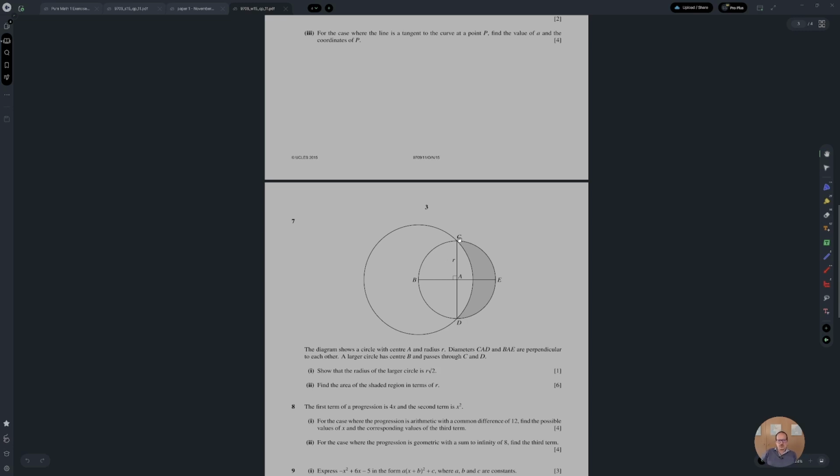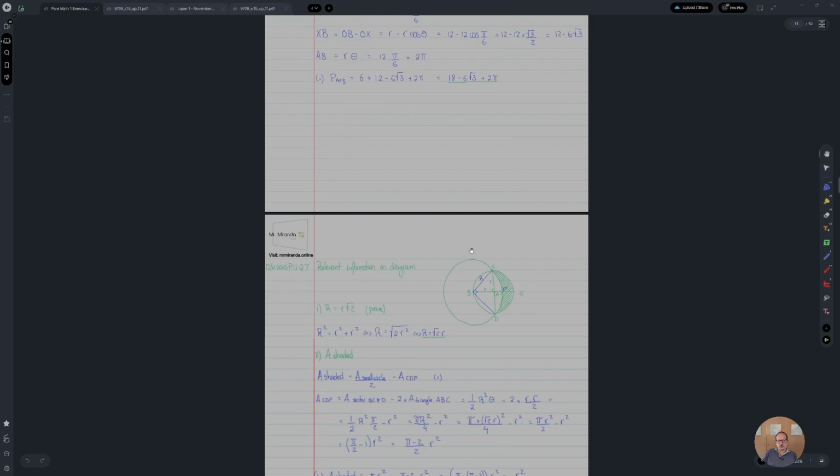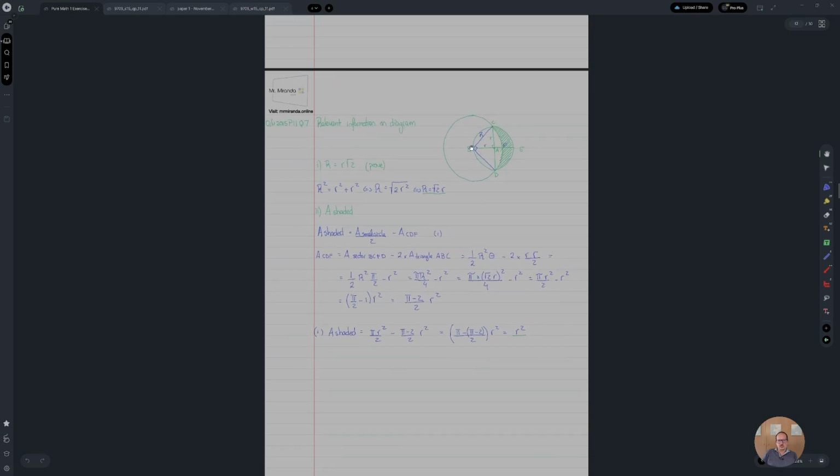The radius of the larger circle, so I just call it BC or BD. Okay, I've drawn it in my own diagram. I called it the big uppercase R. And you need to prove that this is equal to r square root of 2. If you actually draw it, this is going to become obvious because now you will have here a right-angled triangle, right?